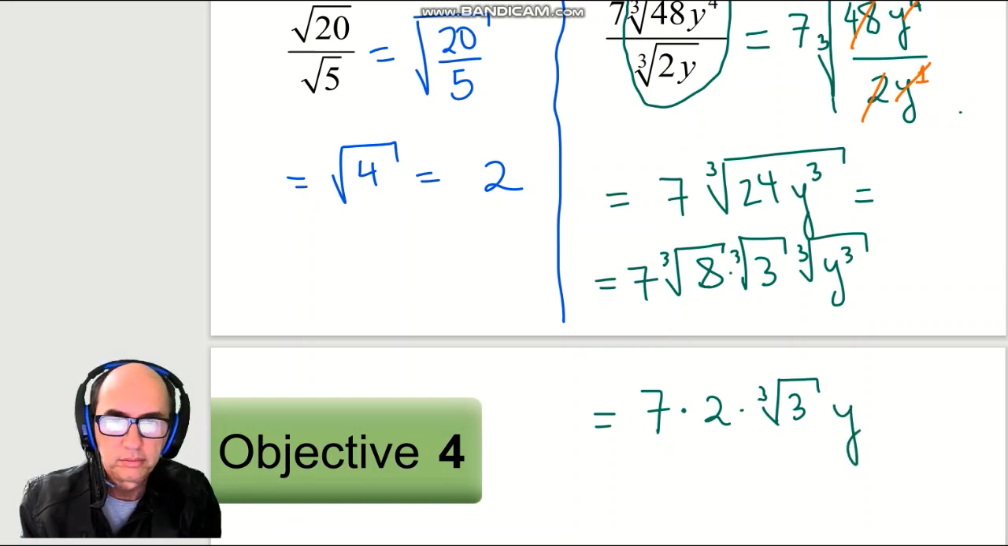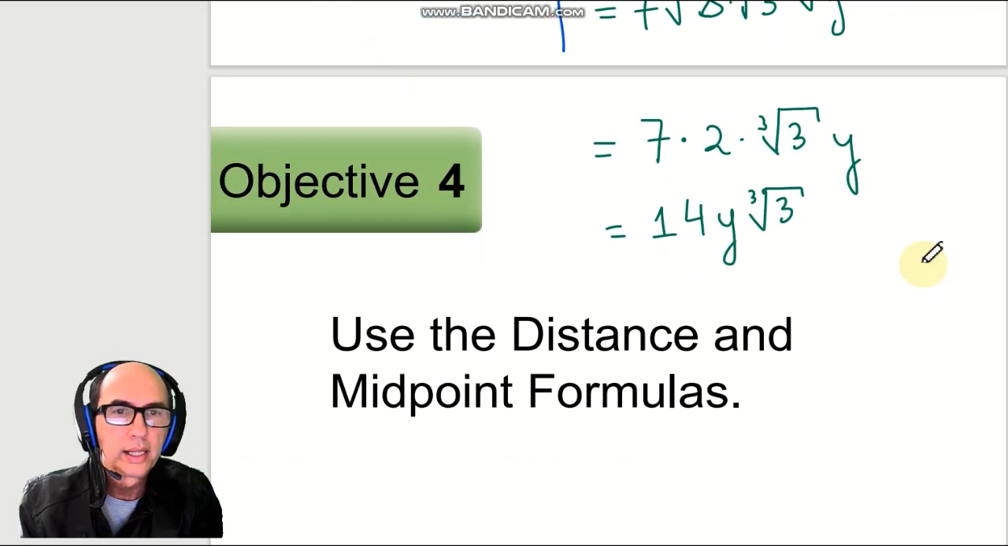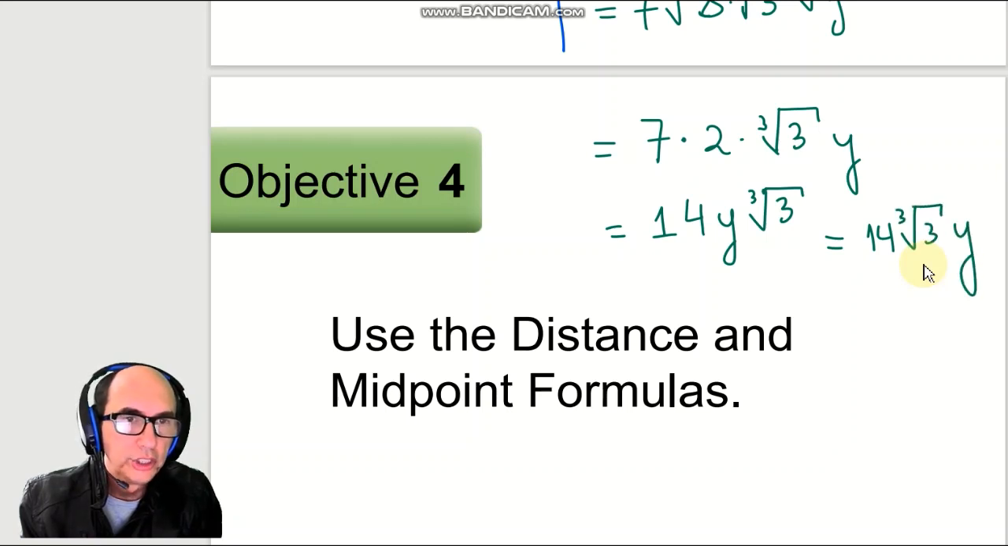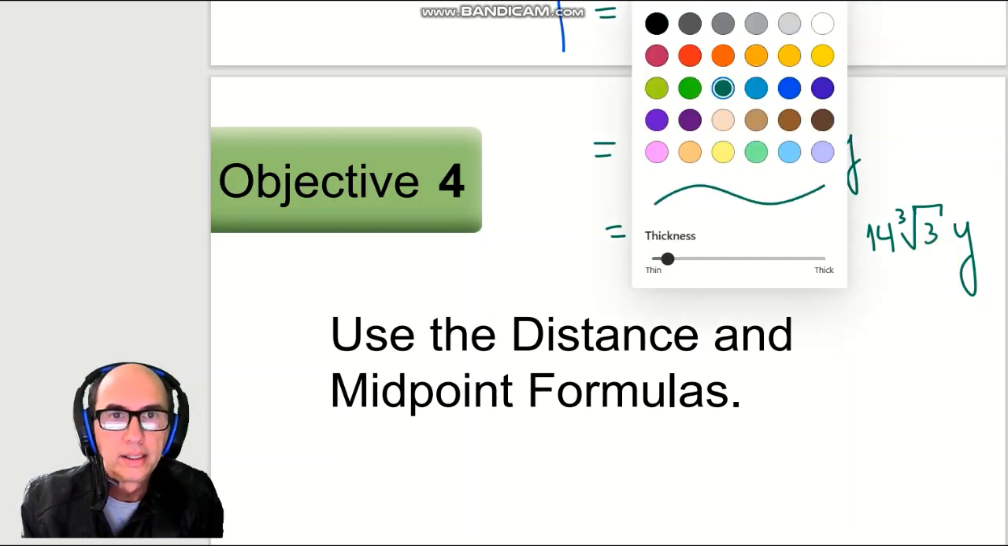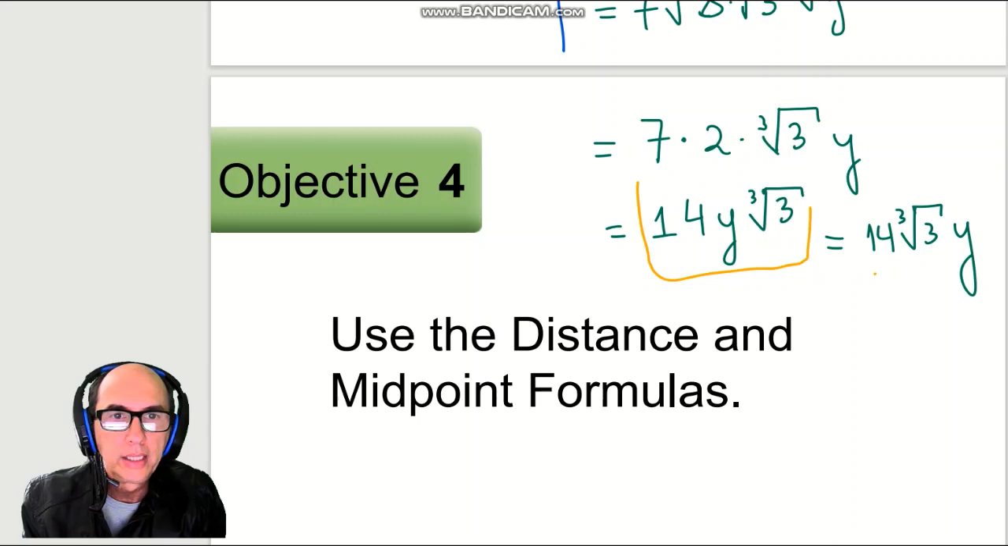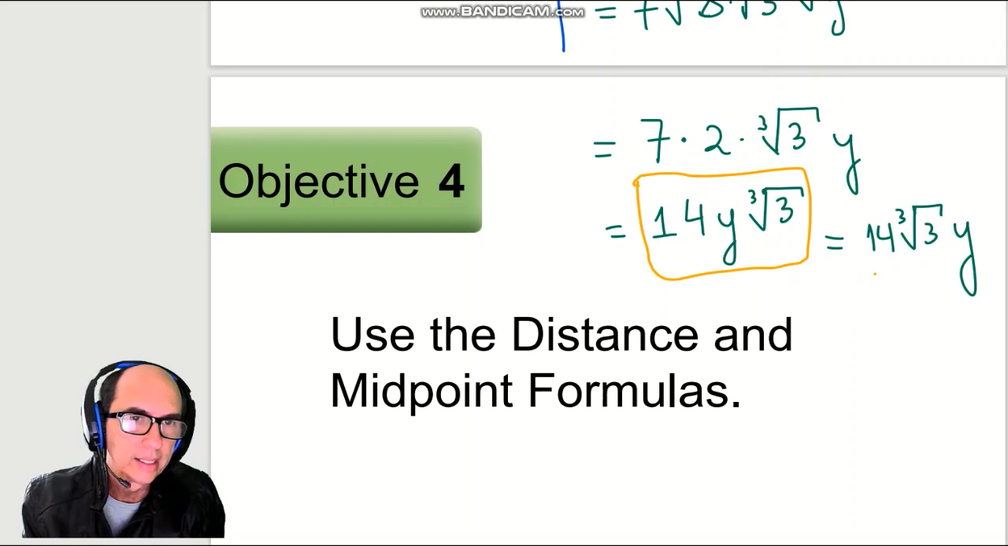Let's just rearrange a little bit so it makes it nicer. 14 y cube root of 3. You can write like this, or you can write like that. 14 cube root of 3 y. Just make sure you don't make a mistake of thinking that this y is inside the cube root. Anyways, I like better this way so we don't make the mistake of thinking that the y is inside the root.